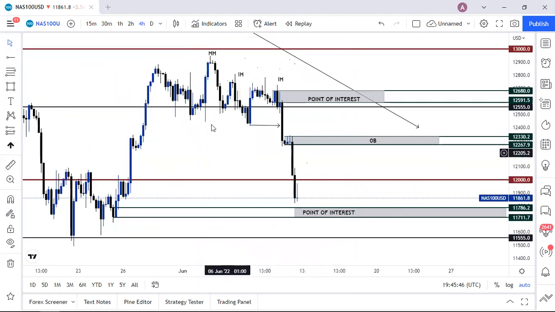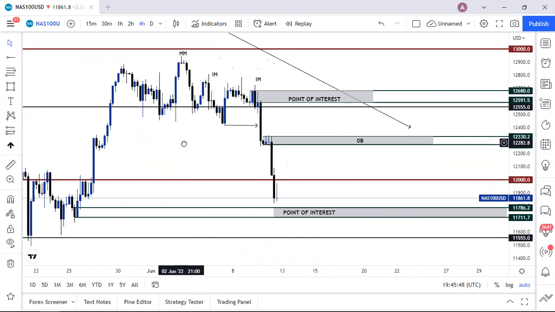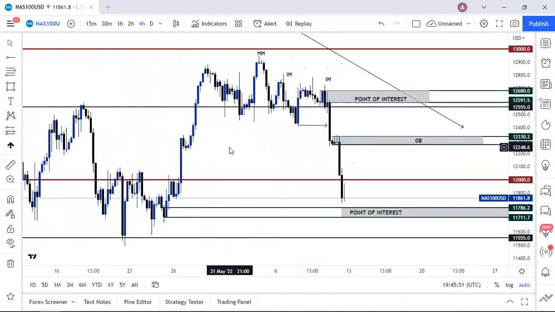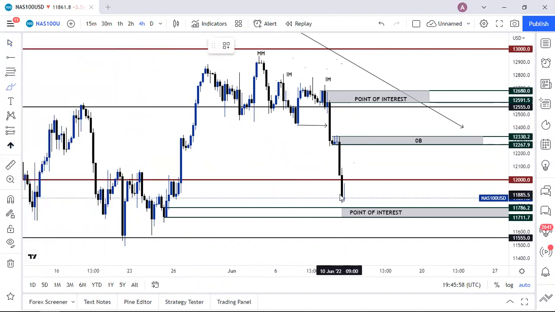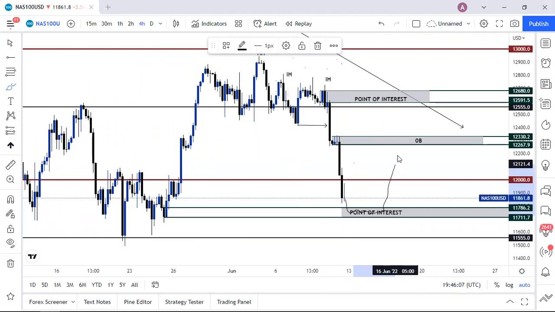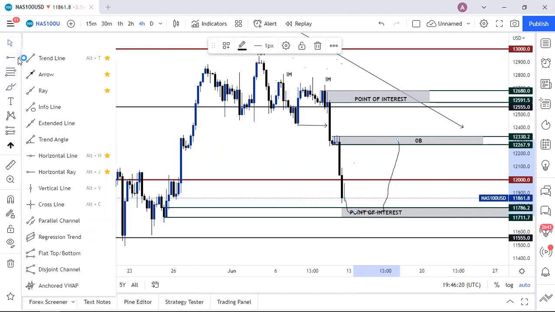Okay, this is how I take my entries. Since the market is gonna be opening, I'll be waiting for the market to come here. Sure, this market doesn't go straight and then push up here. The moment the price enters my point of interest, it's where I put my entries.